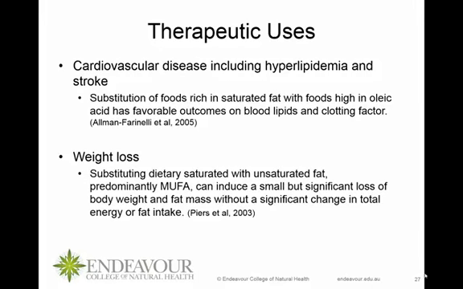Therapeutic uses of your monounsaturated fats. There's been quite a lot of research on the Mediterranean diet, and some of the benefits of Mediterranean diet unquestionably are attributed to the high levels of monounsaturated fats, omega-9 or oleic acid, and so cardiovascular disease, including hyperlipidemia, which is elevated lipids in the blood, and also reduces the risk of stroke. So substitution of foods that are rich in saturated fats with foods high in oleic acid has favourable outcomes on blood lipids and clotting factors, so again reducing the risk of stroke and reducing the risk of cardiovascular disease.